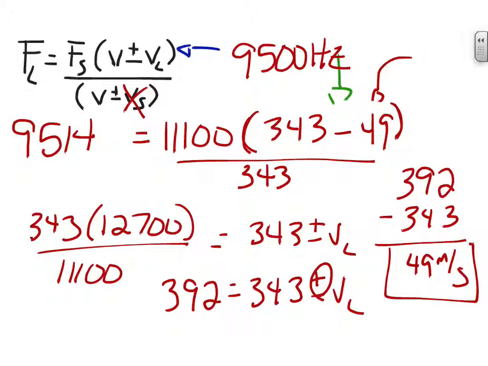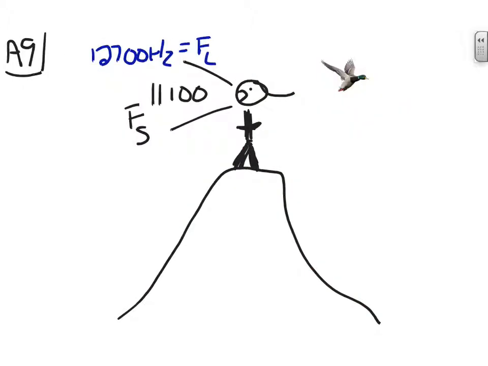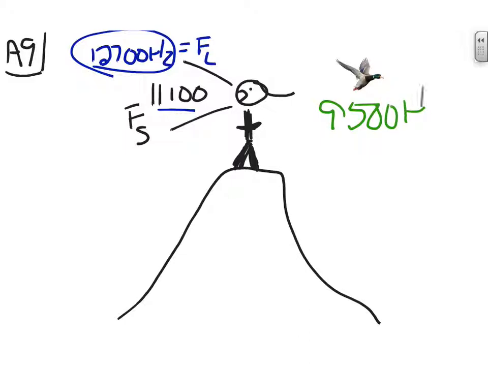So again, when the duck was over on the front side, coming toward her, the frequency he heard was higher than what was actually being produced. But once he flew over to here and he's going away from her, the frequency he heard was only 9,500 hertz, and so the frequency dropped compared to the original frequency. And that's what we will always see.